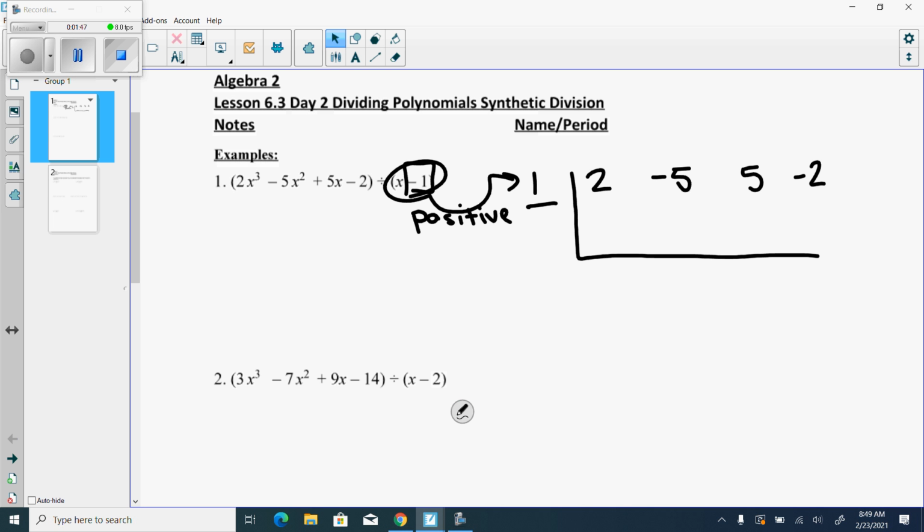Okay. All right, so once we have our box set up, we start synthetic division. So it, again, is kind of like yesterday in that there's a couple of steps that you just continually repeat until you're out of numbers. So the first step is just to bring down your first term. So our first term is 2. I'm just going to bring it down below the line. So our step 1 was bring down.